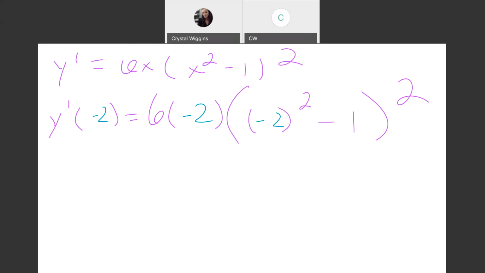Okay, and let's calculate. So we have -12 times, we're squaring a negative, which gives us a +4. +4 minus 1 is 3. 3 squared is 9. So we have -12 times +9. Again, it doesn't matter what the number is. What we care is that it's negative. So we're saying that to the left of the critical value of -1, we have a decreasing function.